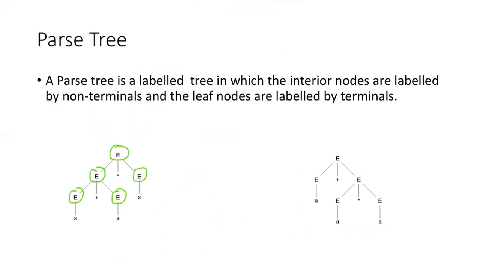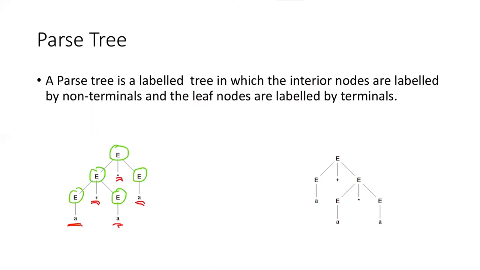All right. So these are labeled by non-terminals. And all the leaf nodes you can see are labeled by terminals. These are all leaf nodes. They are all labeled by terminals. Okay. So we do the same thing, that is as in derivation.